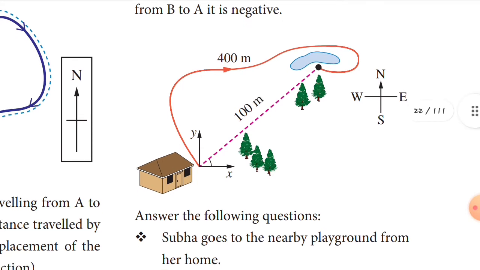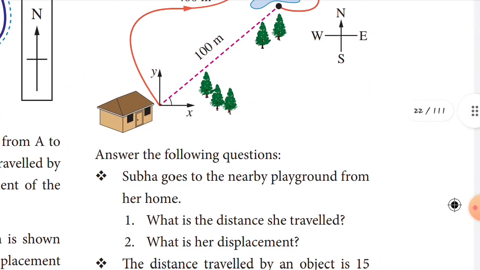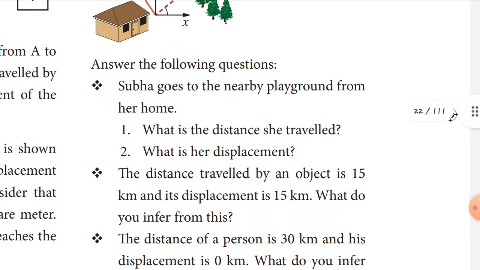And see the second question, children. What is her displacement? You know, displacement is the shortest distance between the 2 points, initial and final points. Here you see 100 meters is the very shortest distance. So this is the correct answer. This is clear to you, children?